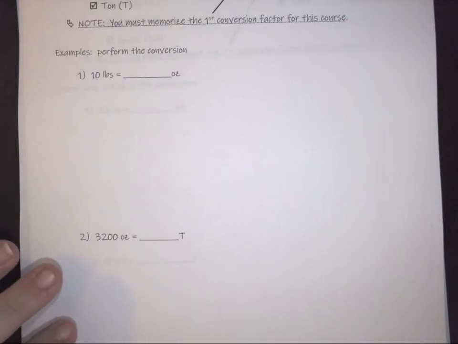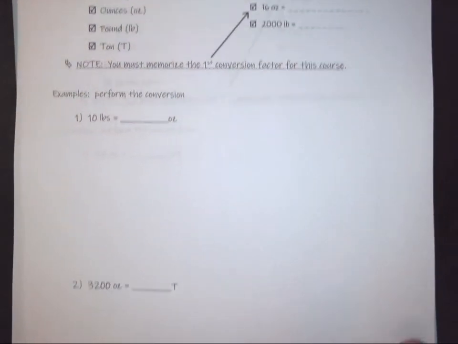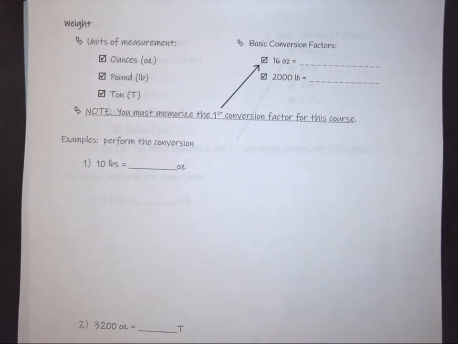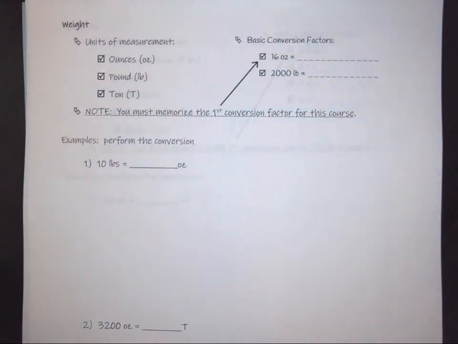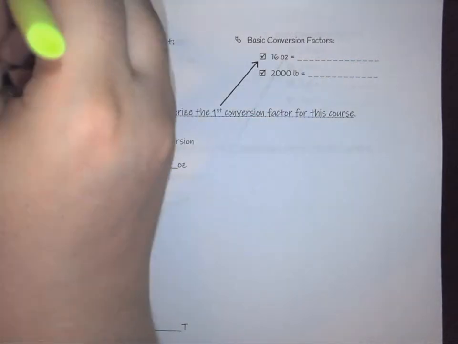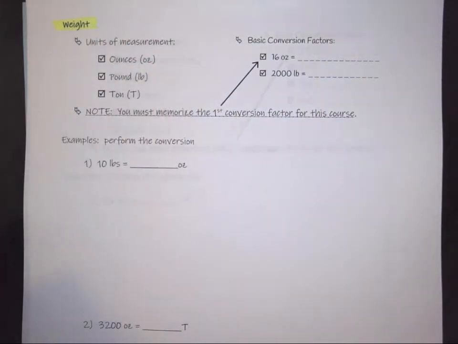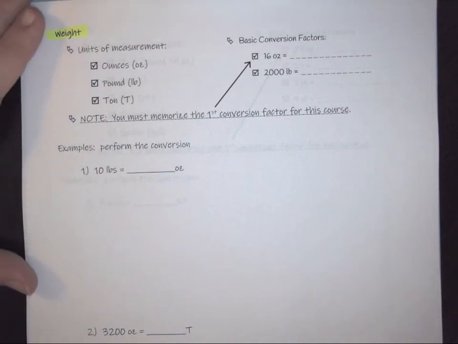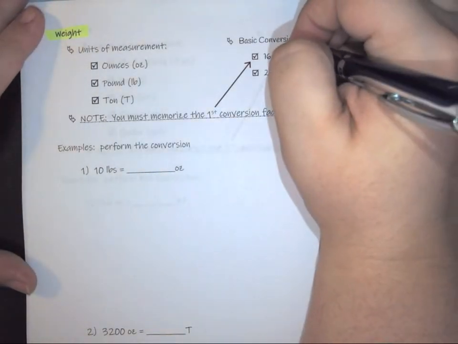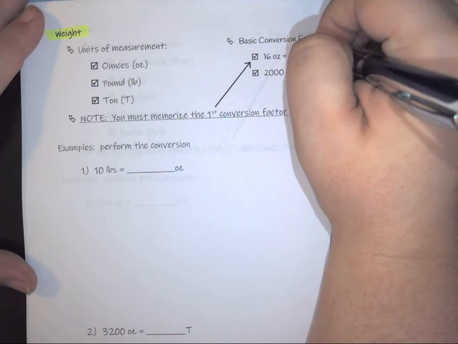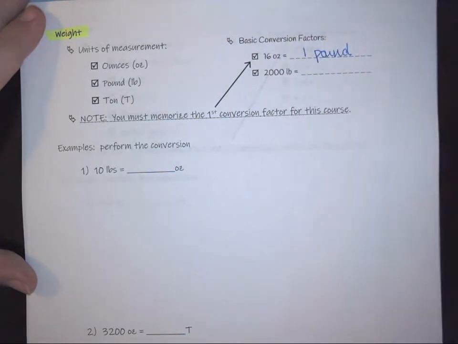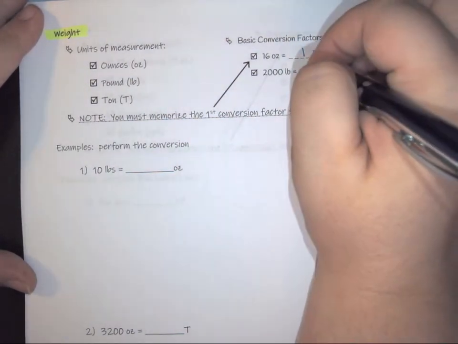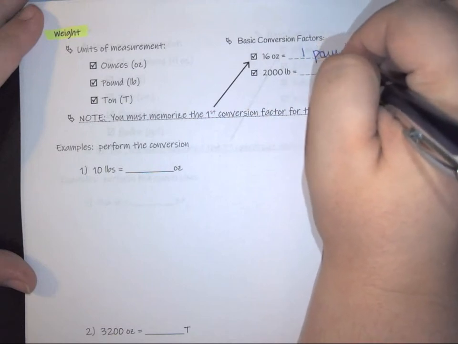Now, another US measurement that we have is what's called weight. In weight, we are talking about things like ounces, pounds, or tons. And we do have a couple conversions that you could be aware of. First and foremost, 16 ounces is the same as 1 pound. And 2,000 pounds is the same as 1 ton.